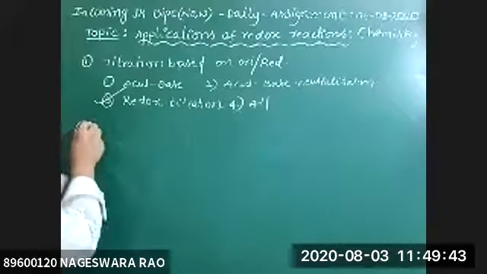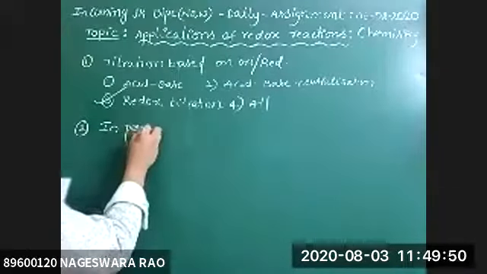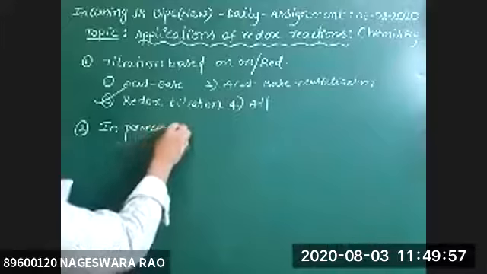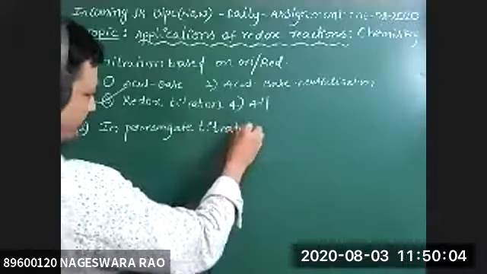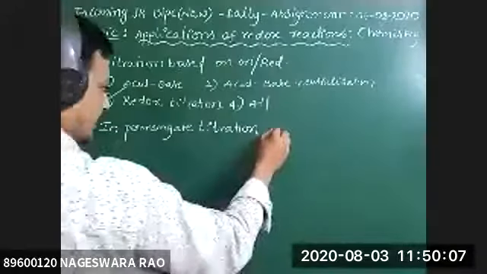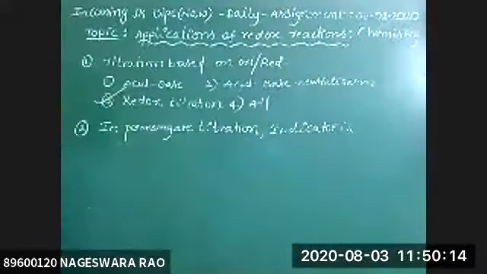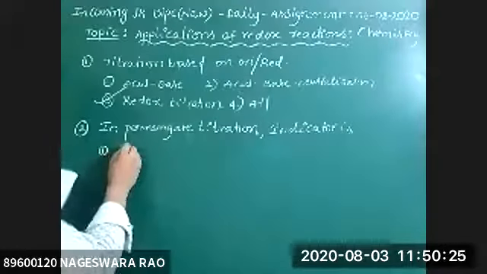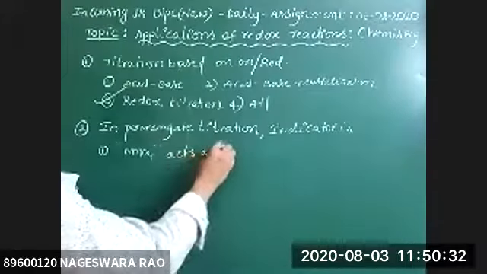So next question. In permanganate titration, the indicator is: option 1, MnO4 minus acts as the self indicator.